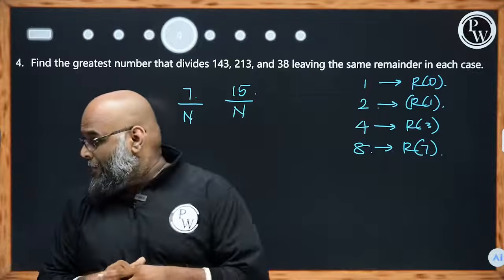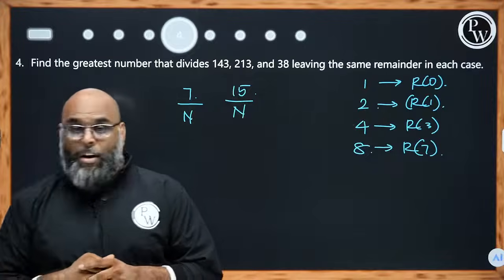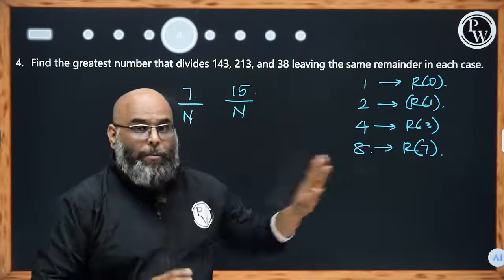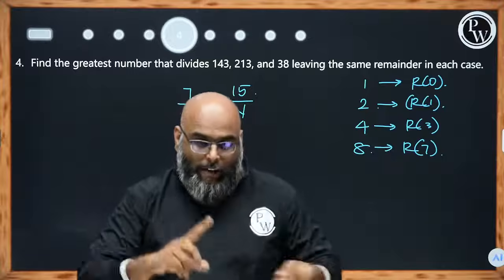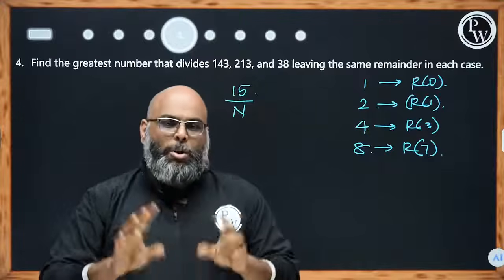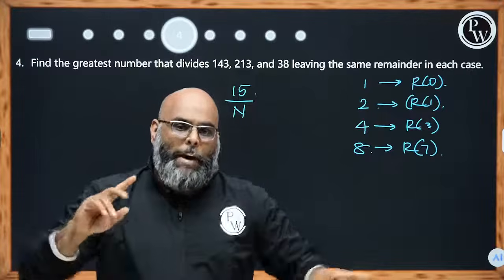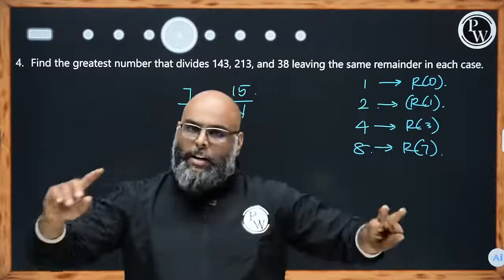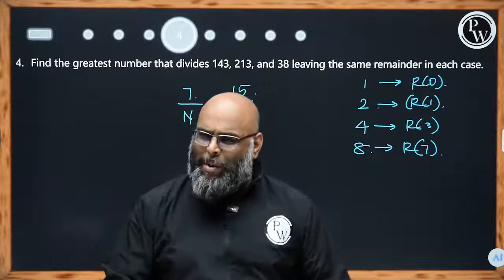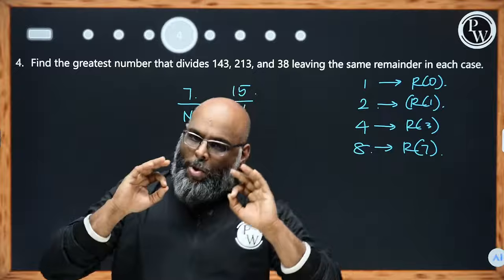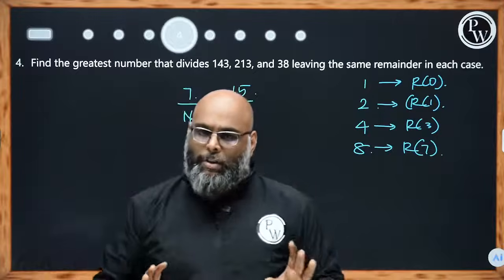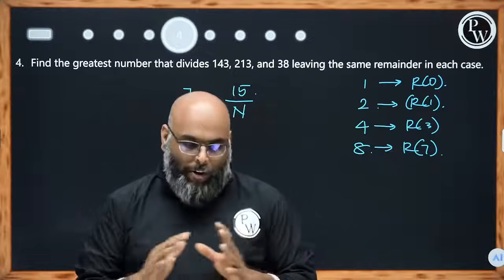Riya says getting confused now. Which part is confusing? All these numbers will work. You can divide 7 and 15 by 1, you will get the same remainder. Divided by 2, you will get the same remainder. Divided by 4, you will get the same remainder. Divided by 8, you will get the same remainder. Right? That's what you are looking at.